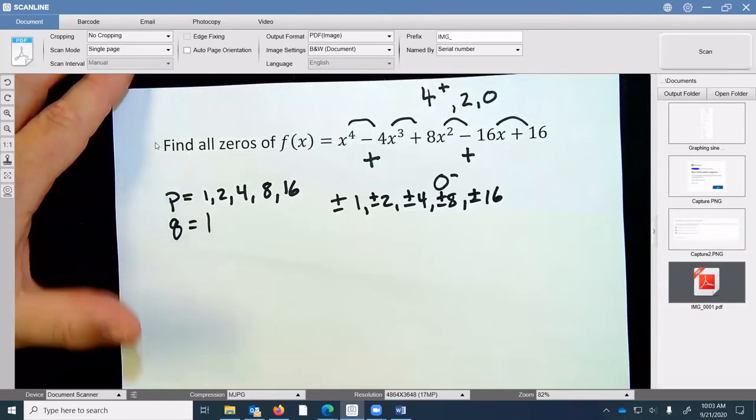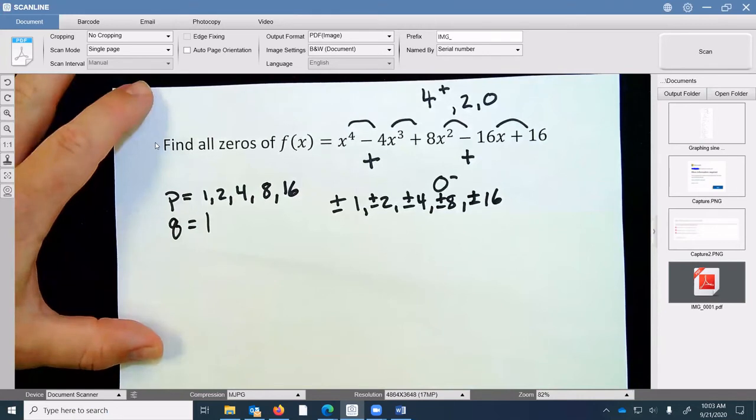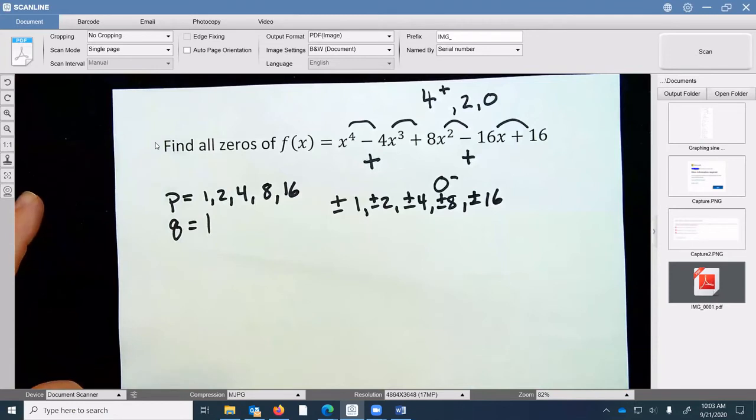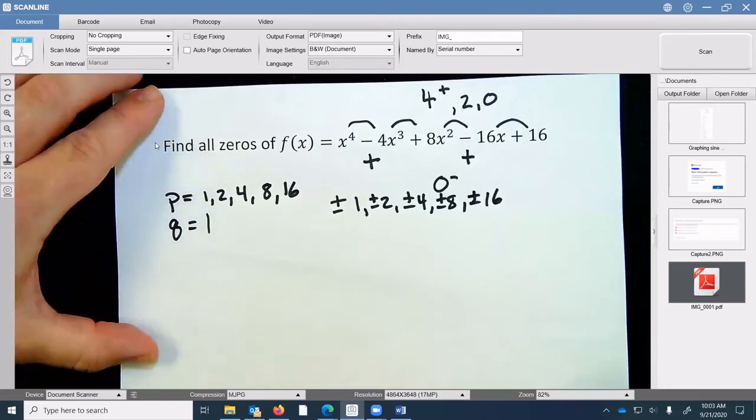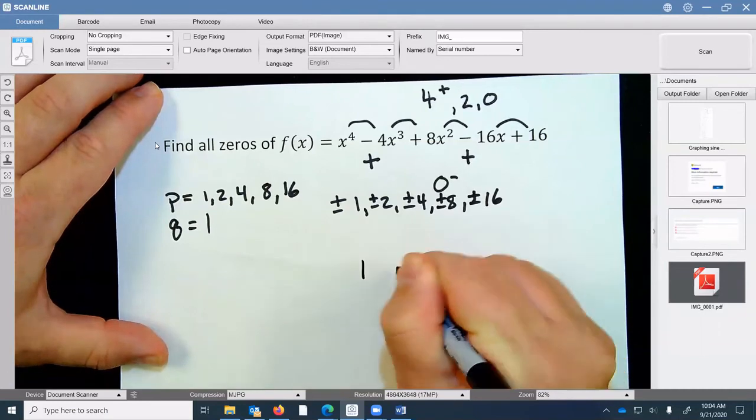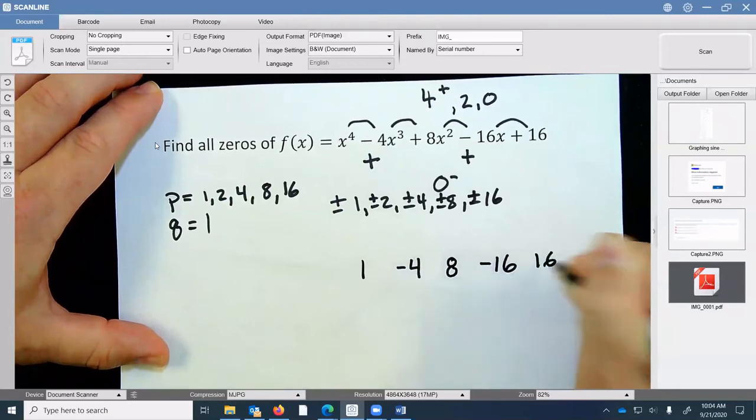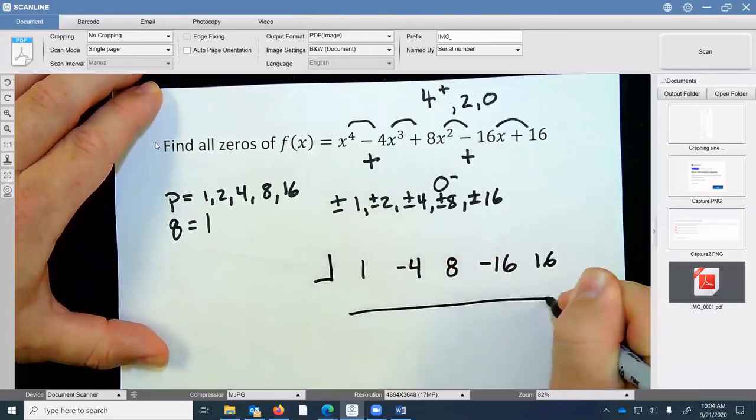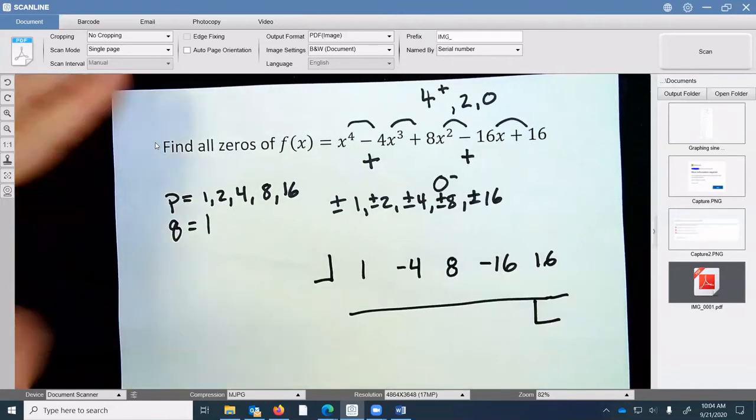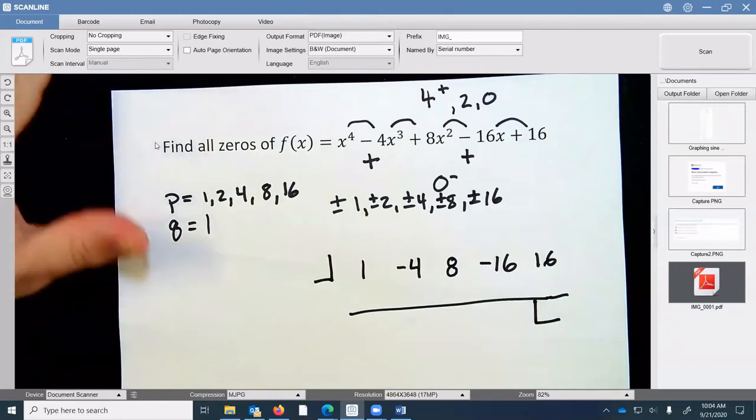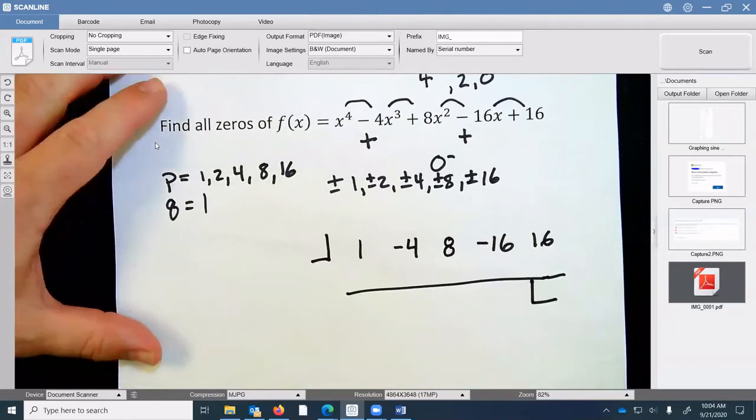Now, what did Descartes' law of signs tell me? That none of them are going to be negative. So I'm not going to even fuss with -1, -2, -4, -8, -16, because Descartes' law of signs tells me none of those can work. Cool. So I'm going to set up my synthetic division. And about now is when I like to switch to pencil so I can erase, because I'm probably going to pick some wrong ones.